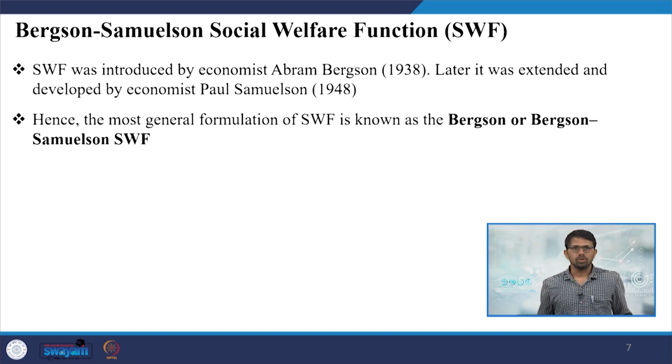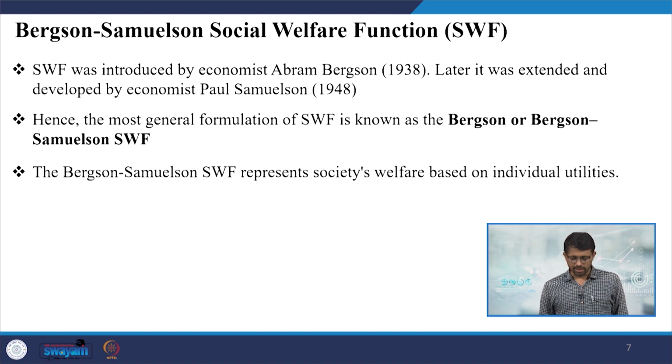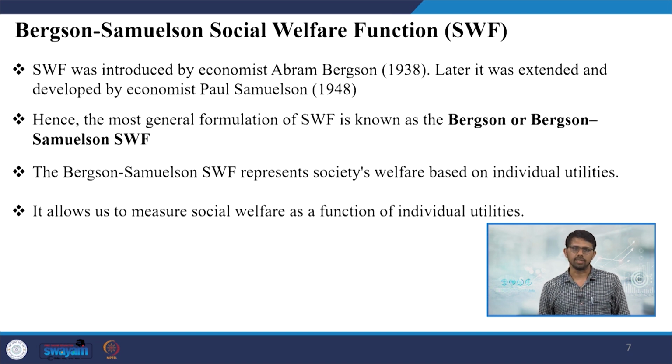Coming to the social welfare function through Bergson and Samuelson, this SWF was actually introduced by the economist Abraham Bergson in 1938. Later it was extended and developed by the economist Paul Samuelson in 1948. Hence, the most general formulation of SWF is known as the Bergson or Bergson-Samuelson social welfare function. This represents society's welfare based on individual utilities.